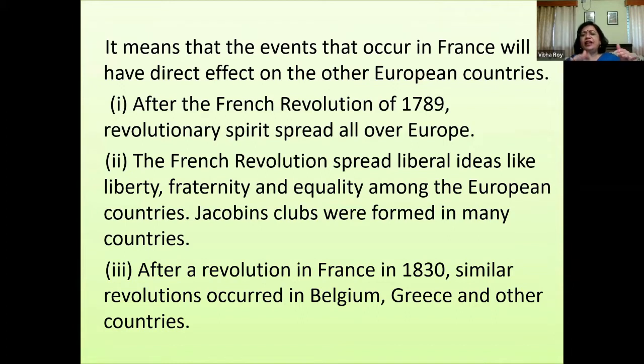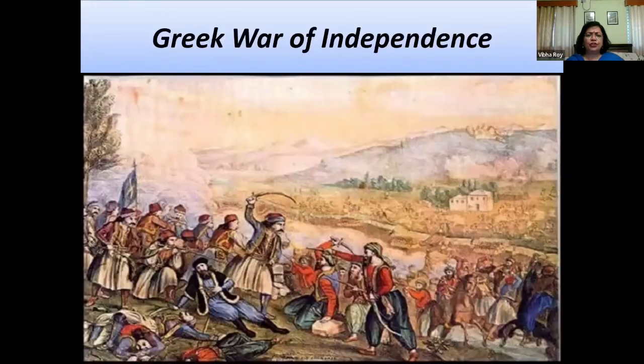So after the French Revolution of 1789, revolutionary spirit spread all over Europe. The French Revolution spread liberal ideas like liberty, fraternity, and equality among the European countries. Jacobin clubs were formed in many countries. After the revolution in France in 1830, similar revolutions occurred in Belgium, Greece, and other countries. So slowly all will follow suit.